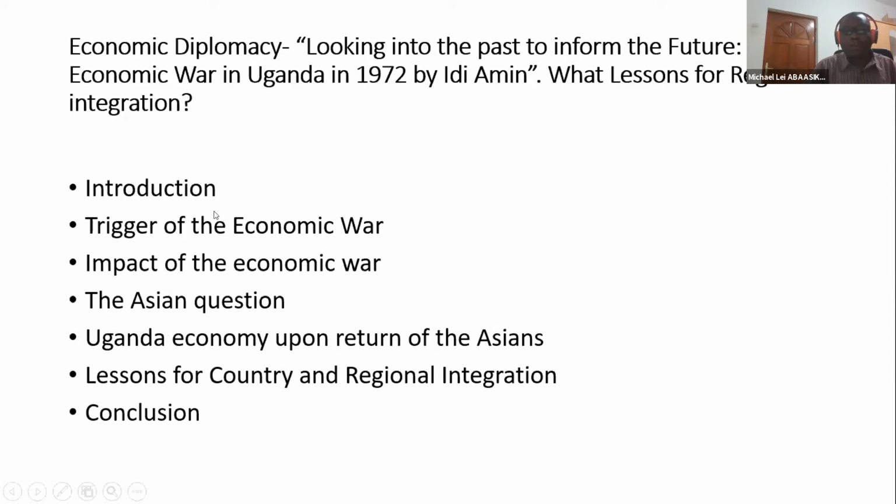The outline of the presentation is as follows. The first one is the introduction. Then we are going to look at the trigger of the economic war, and then the impact of the economic war, and then the Asian question, because this war involved the Asians, the Ugandan Asians at that time. We are also going to look at the return of Asians and their impact on the economy after the return. And then the lessons for the country, that's Uganda, and for regional integration, and then the conclusion.